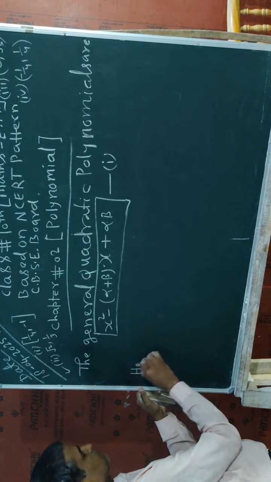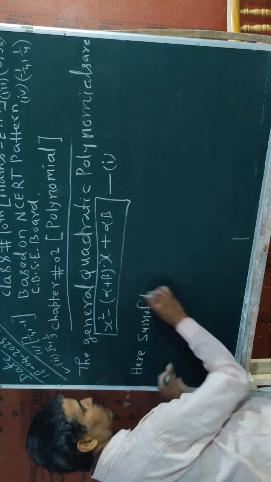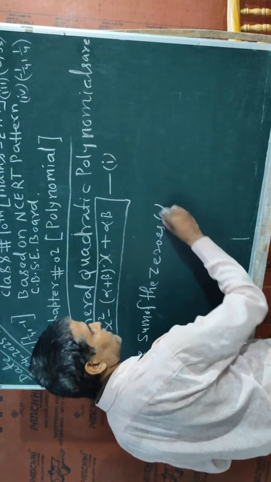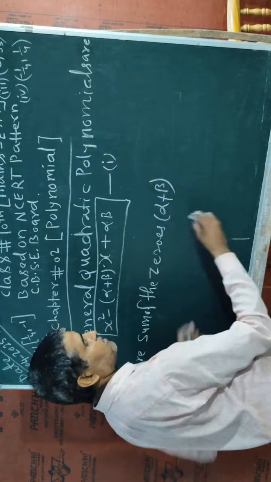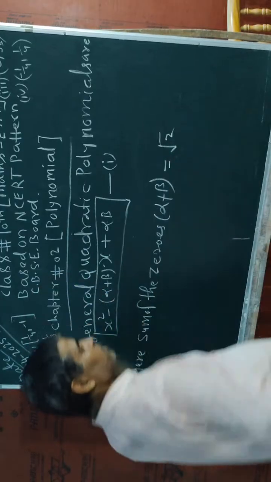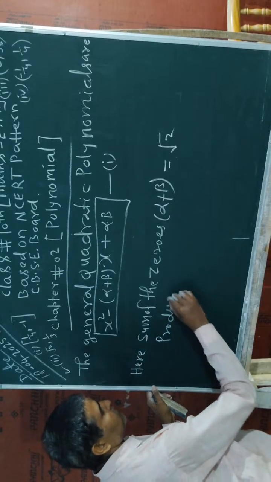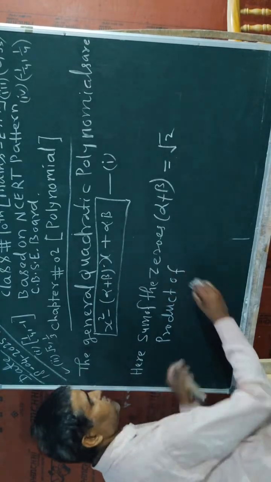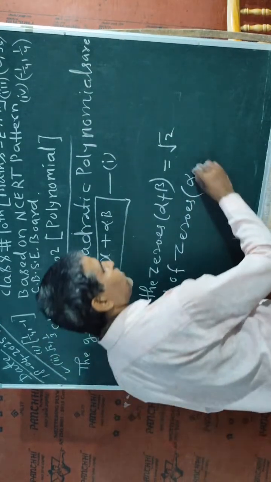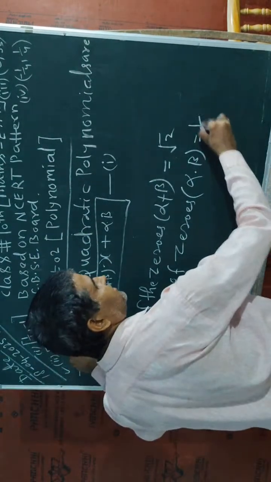Here the sum of the zeros, that is alpha plus beta, is given as root 2. Now the product of the zeros, that is alpha into beta, is given as 1 by 3.